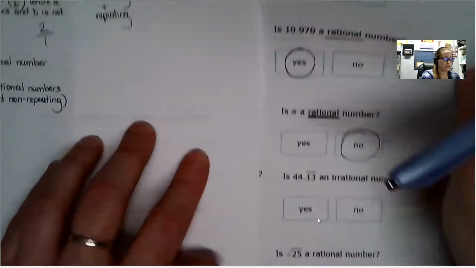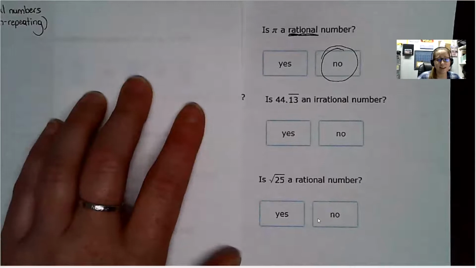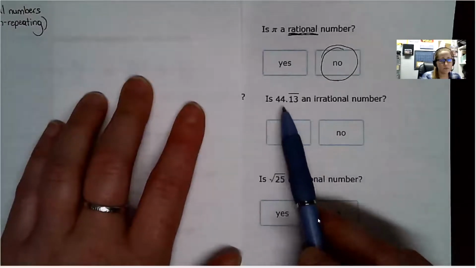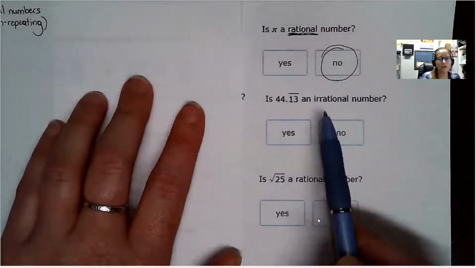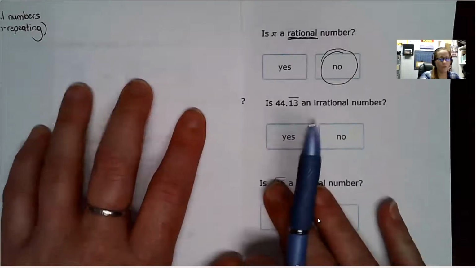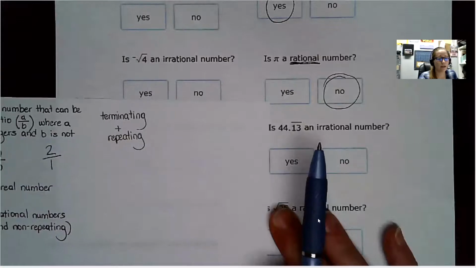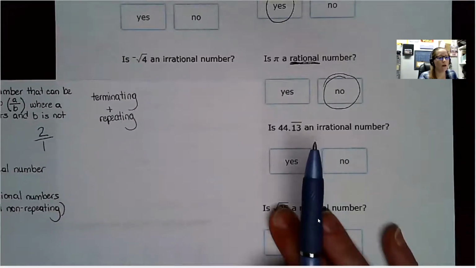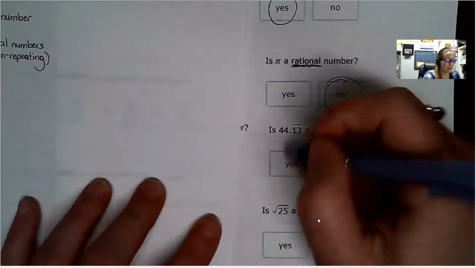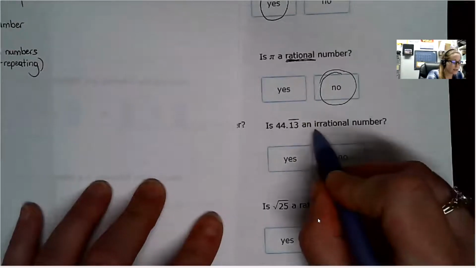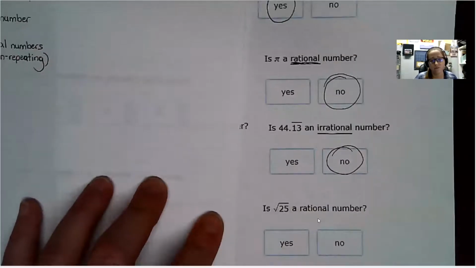Then you get down here to this question. And again, these are just some examples of stuff that you'll see on this assignment. We get this question that says, is 44.13 repeating? This is the symbol for repeating. Is this an irrational number? But again, if we go back to this definition of rational numbers, we would see that terminating and repeating decimals are rational numbers. So 44.13 is a rational number, which means that it cannot be irrational. So we would say, no, it is not irrational.